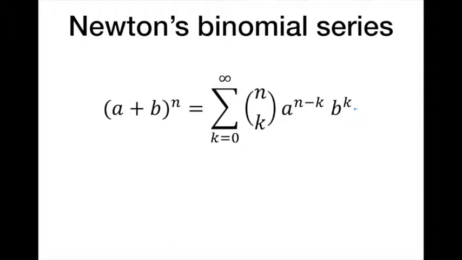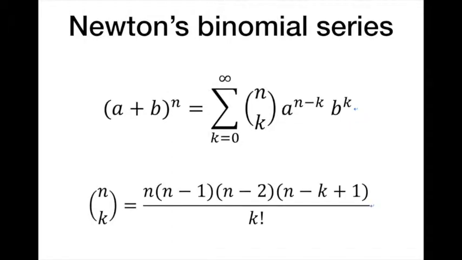where n is the power, a and b are arbitrary numbers, and k is the number from 0 to n. The coefficient of the binomial series is defined as n choose k, which we can write in this form.